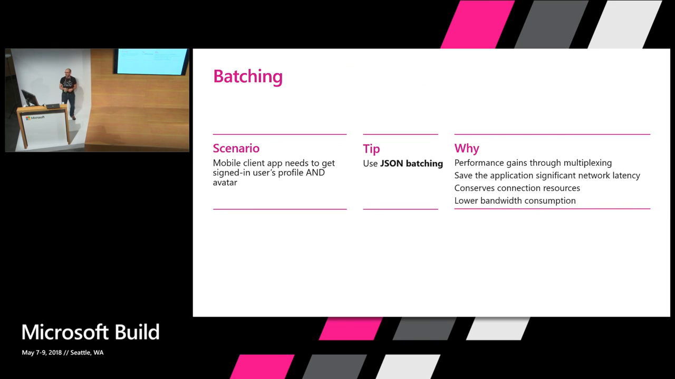And finally, we have batching. In this scenario, you may want to make multiple requests. Say I have a modern application that has a user profile and an avatar that I want to show. In this case, I need to make 2 calls to Microsoft Graph. Well, using JSON batching, I can limit this to just 1 request.